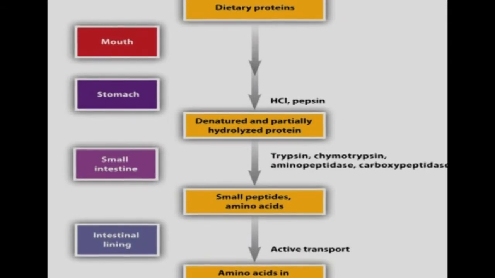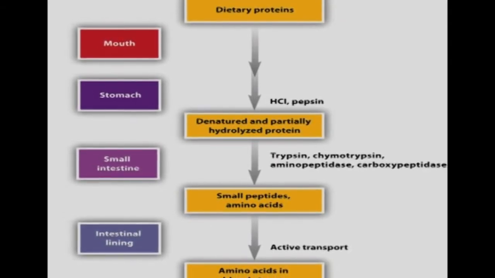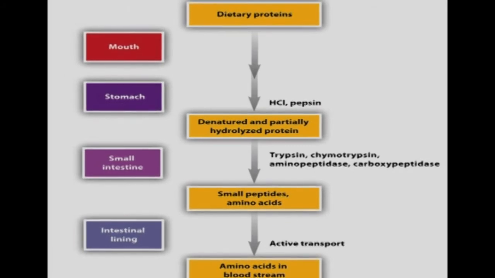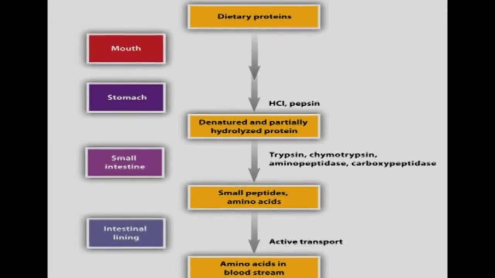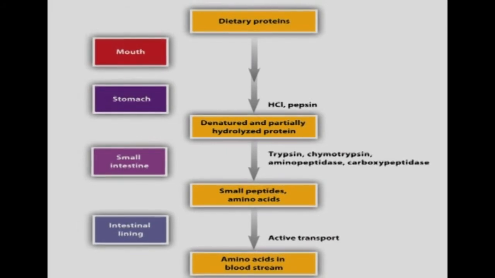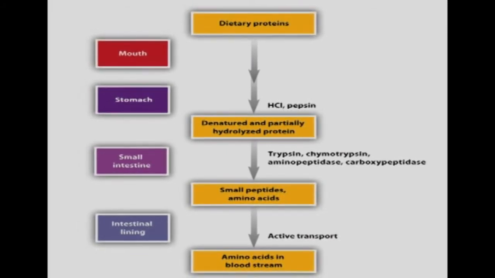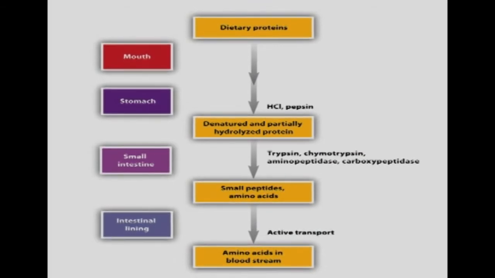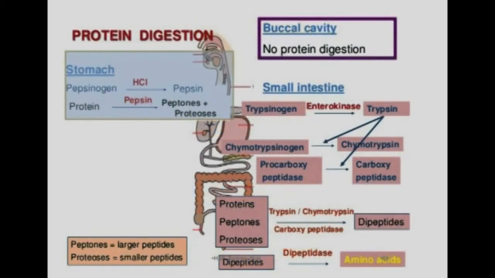If we just summarize, here we can have a look at it. Dietary protein, no digestion in mouth, and it's only in the stomach where HCl and pepsin support protein digestion. It denatures and partially hydrolyzes proteins. Predominant digestion will take place only in the small intestine. Then the intestinal lining will absorb the proteins by active transport. If we go into a little more detail, this diagram will also help us in understanding the protein digestion.